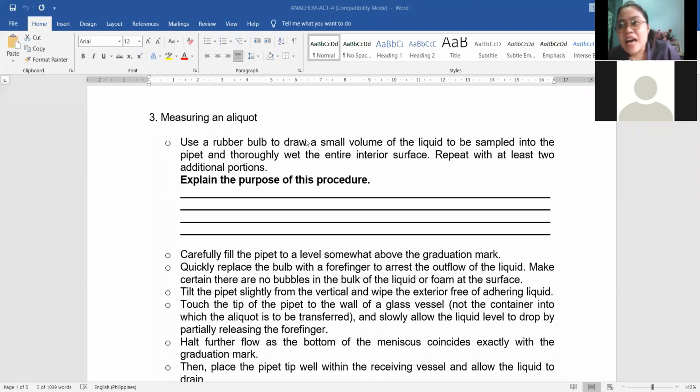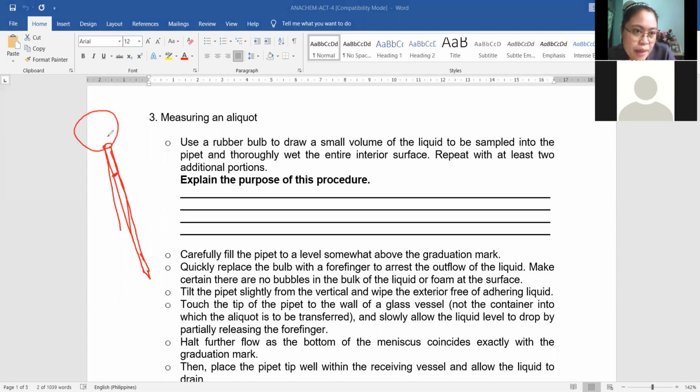And then once na the pipette has been wetted by the sample, i-fill in na natin siya to level somewhat above the graduation mark. So remember that the pipette is like this. Wait, let me draw it. So remember that the pipette looks like, ay, dako siya. Anyway, ano dapat siya ha? Okay? Okay, and then we have a calibration here on top.